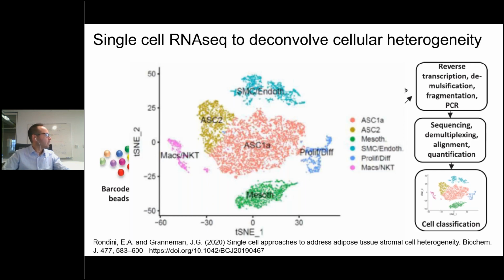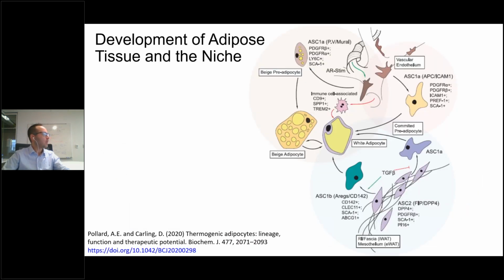And secondly, in the review by Pollard and Carling, they highlight how these single cell techniques, in addition to techniques such as genetic tracing and prospective fate analysis, work together to give us a view of the stem cell niches that might exist within adipose tissue. These techniques have allowed us to understand that within the fascia and mesothelium of adipose tissue, there reside early progenitor cells that seem to give rise to adipocyte progenitor cells, such as ACS1B, ACS1A cells, that can then potentially commit to a white adipocyte given the correct cues.